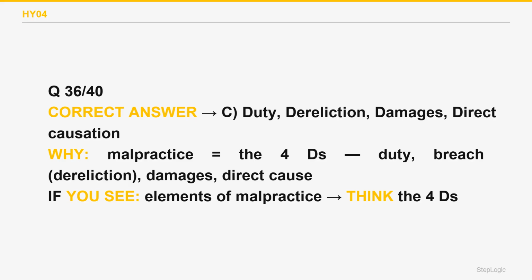The list of duty, disclosure, diagnosis, and death mixes in terms that are not the legal elements of negligence. Choice A, wrong. Consent, capacity, causation, and care describe other ethical and legal concepts, not the 4 elements of a malpractice claim. Choice D, wrong. Malpractice requires duty, dereliction, damages, and direct causation.